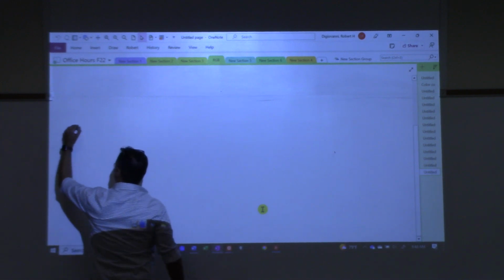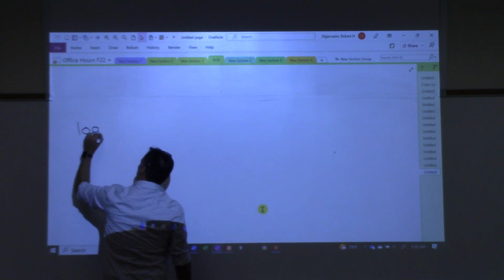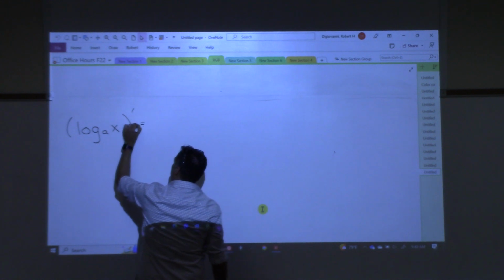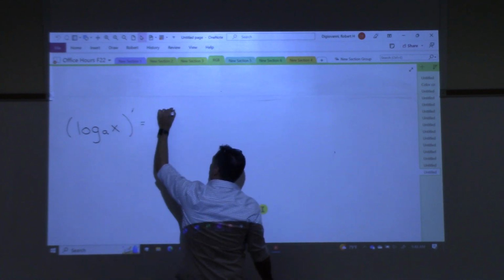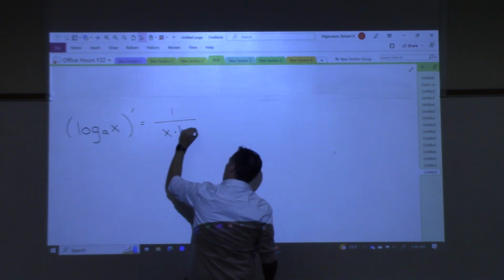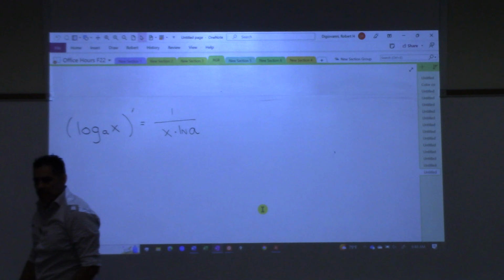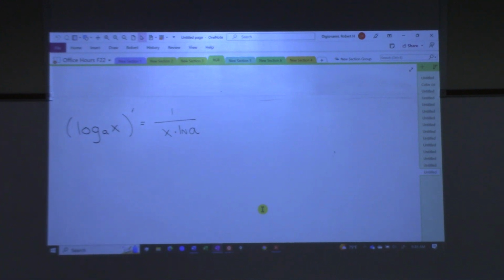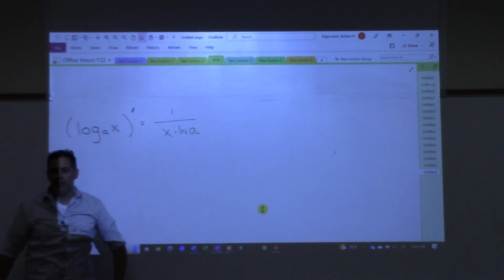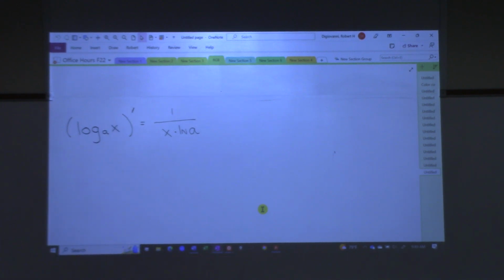So the note is this. If you take the log of any base a of x, and you take its derivative, it is 1 over x times the natural log of a. I'm not going to prove that because y'all voted a long time ago that I only prove a few derivatives for you, so I'm just giving this to you. That's the formula. Let's do an example.